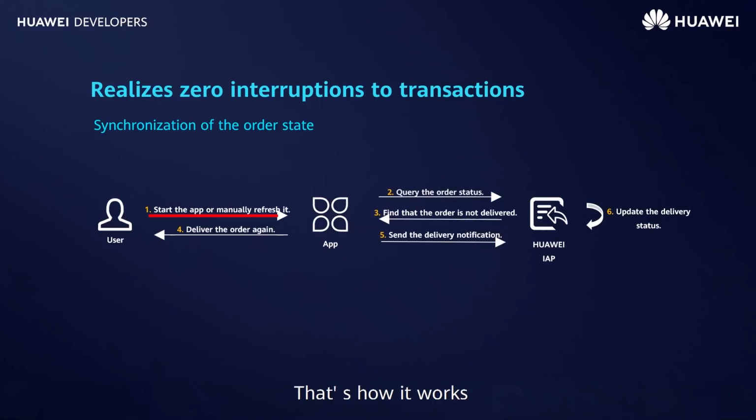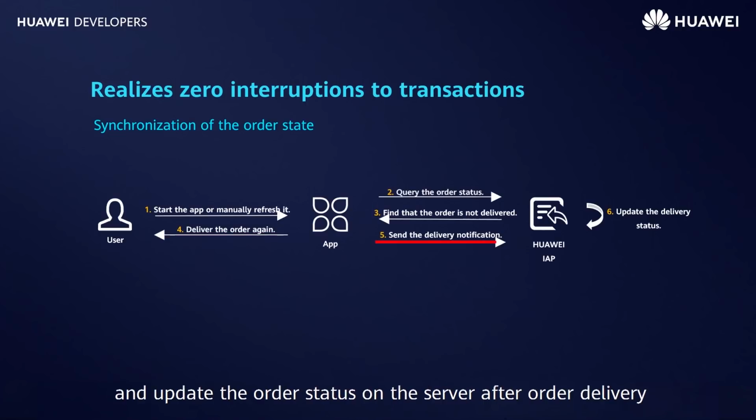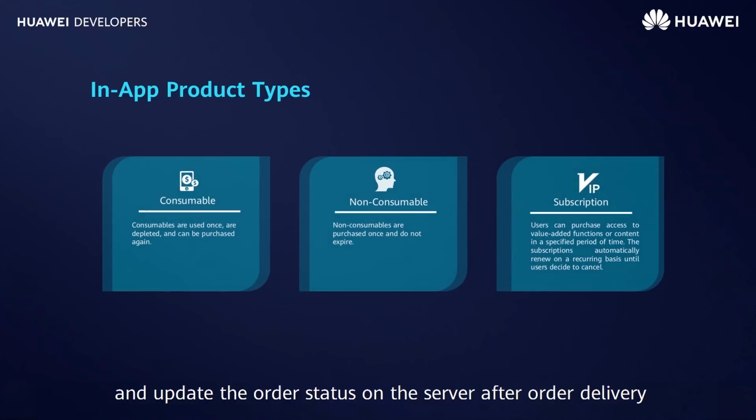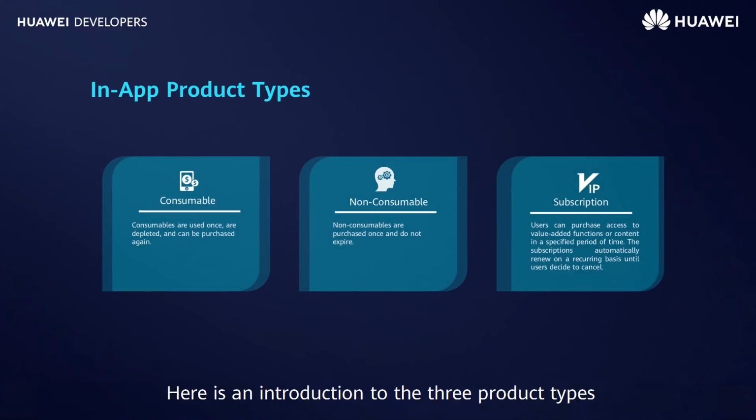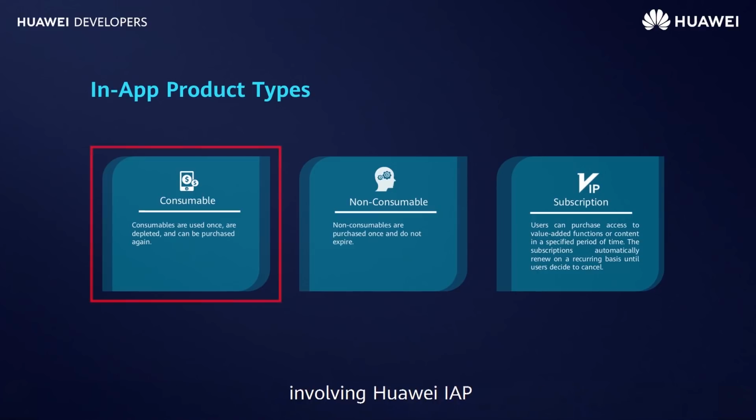That's how it works. In the developer's app, the IAP interface is called to query unique paid orders of consumables on the server, and the server will screen out the paid and unfilled orders and feed them back to the app. The app will then display the unfilled orders as per the query result and update the order status on the server after order delivery. Here is an introduction to the 3 product types involving Huawei IAP.